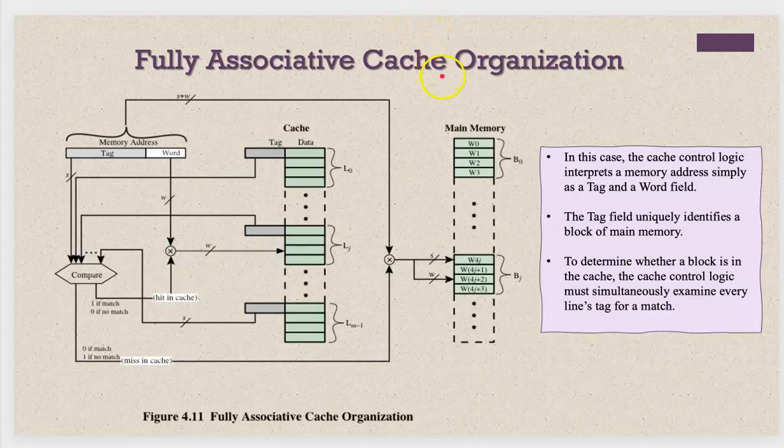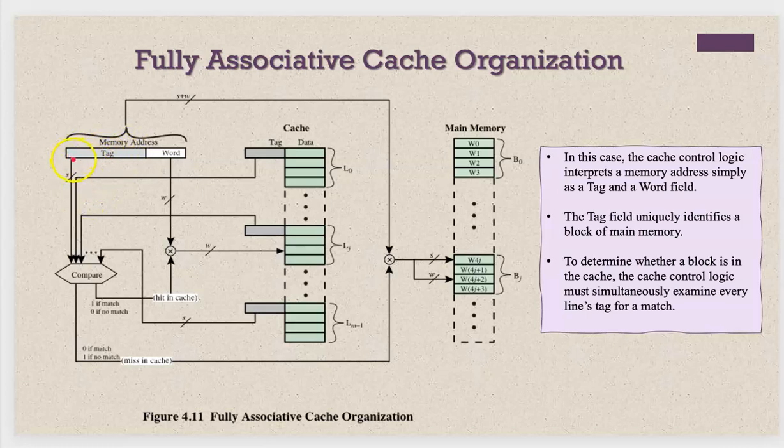So fully associative cache organization is as follows. We have the physical address or the memory address over here. It comprises of the tag, denoted as S, and we have the word field denoted as W. W is the same as before, but S was tag and line before for direct mapping. For fully associative, it's only the tag, because remember, fully associative does not have any line number.